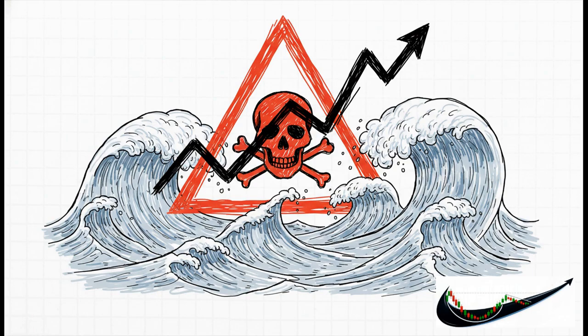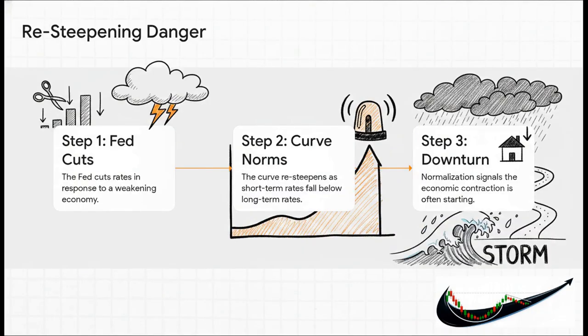In fact, this is when the highest risk has just begun. So why? Why is that? Because the curve doesn't just magically fix itself. It goes back to normal because the Fed is being forced to slash short-term interest rates. And why are they slashing rates? Because the economic weakness the curve predicted a year ago is finally here. That re-steepening isn't an all-clear signal. It's the siren wailing telling you the storm has just made landfall.